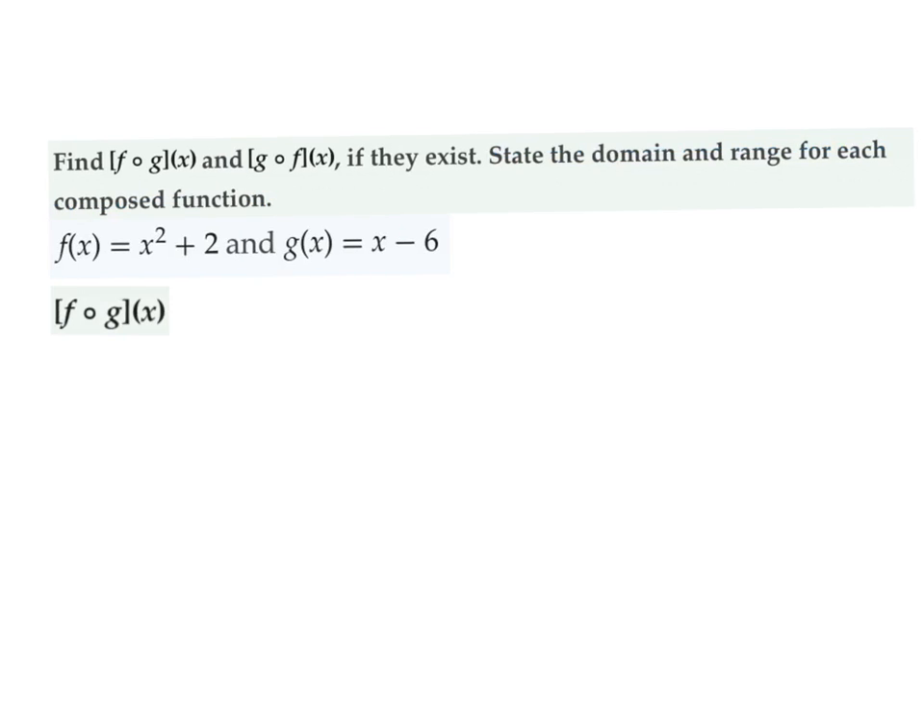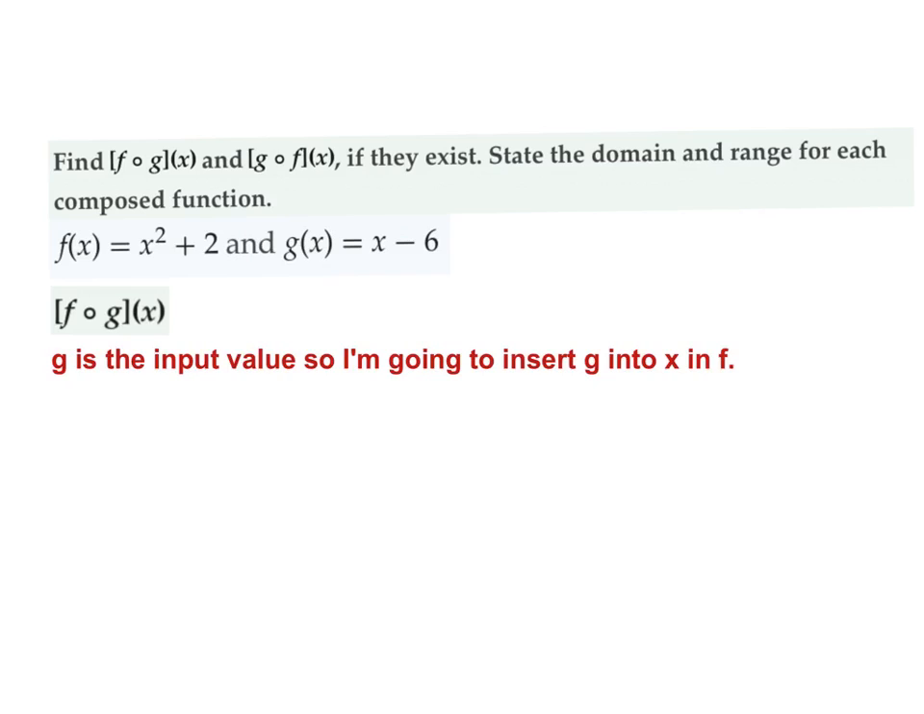For the first one, we're going to find f of g of x, which means g of x is the input value. Well, what does g of x actually equal? X minus 6. So x minus 6 becomes the input value. That whole thing gets inserted into f everywhere there's an x. Just like we did as if it was a number 2. Okay, we took 2 and we put it in place of every x. In this case, it's just not 2. It's going to be a different function. So here's where we start. Okay, first off, g is the input value, so I'm going to insert g into x in f. Right? So this is what we're talking about.